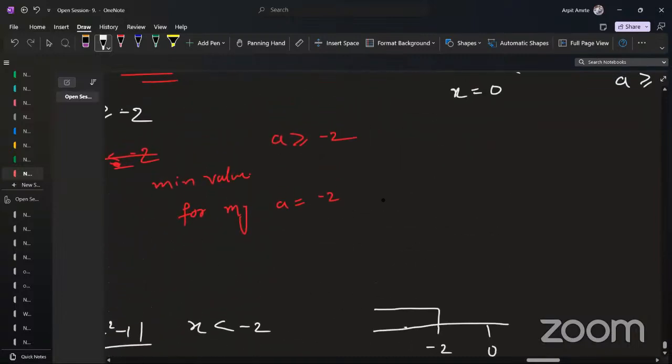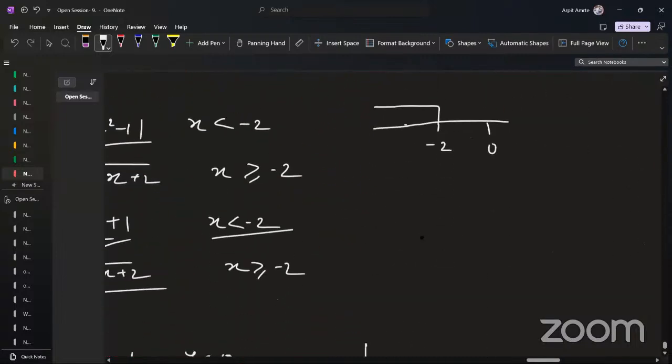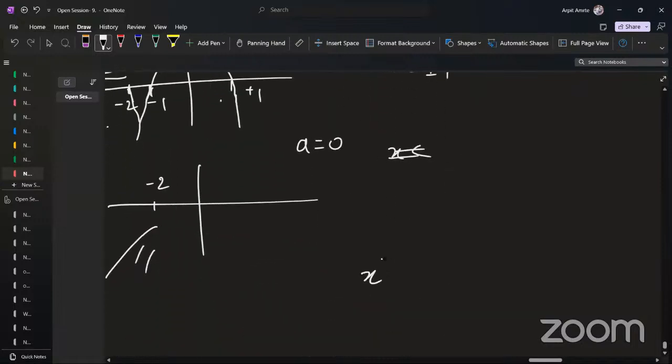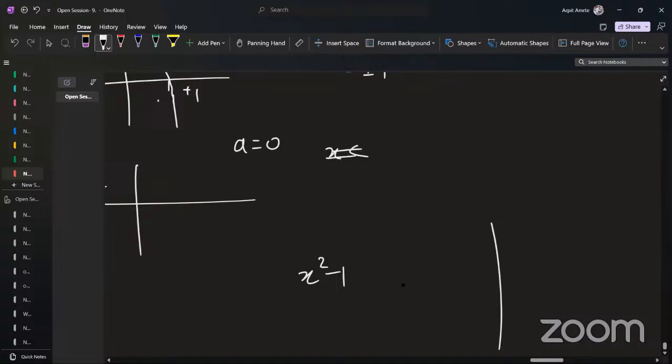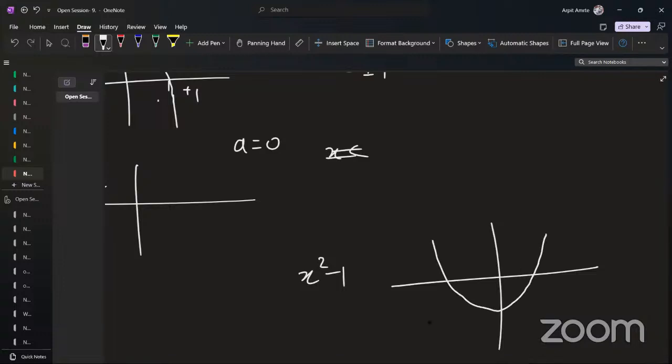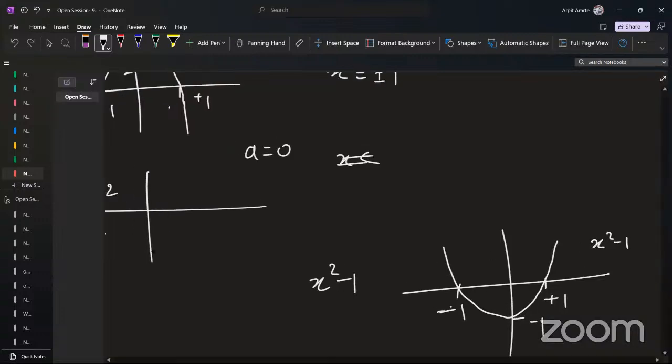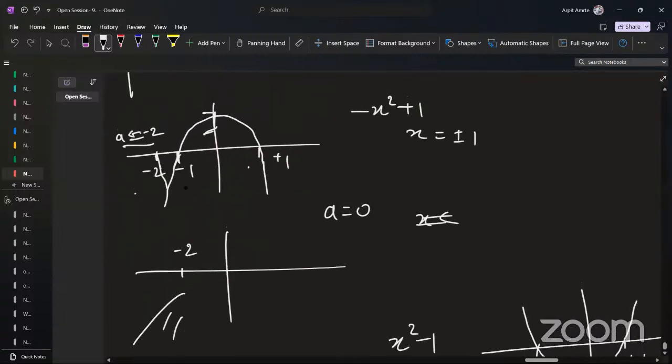What about this x square minus 1 function? What will be the graph of x square minus 1? It turns upward and shifts down by 1 unit on the y-axis. This is my minus 1, this is my plus 1. This is the graph for x square minus 1, and this is the graph for x square minus 2.